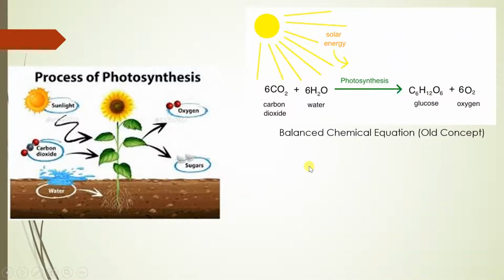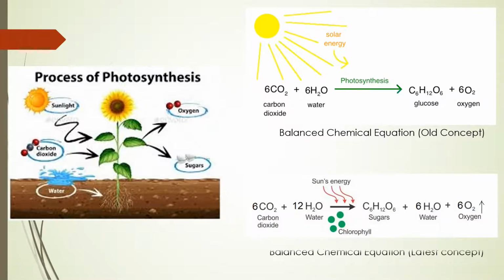Photosynthesis is a typical biochemical reaction which can be represented by a chemical formula. As per the old concept, it is 6CO2 + 6H2O gives rise to C6H12O6 + 6O2. But later, the concept was modified as 12 water molecules are used instead of 6 on the reactant side, and these additional 6 water molecules are found to be needed for the smooth conduct of the process, and they are regenerated after the reaction.